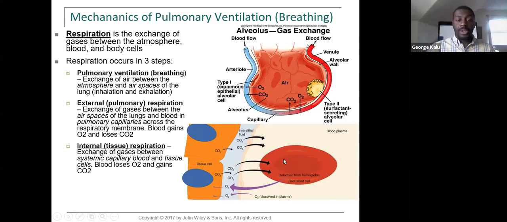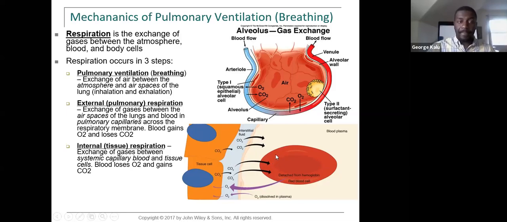So one thing to keep straight here is that inhalation is not the same thing as internal respiration, and exhalation is not the same thing as external respiration. This is something that people always mix up on the exam. Inhalation is just breathing in, exhalation is breathing out. External respiration involves taking oxygen from the alveolus into the capillaries and moving carbon dioxide from the pulmonary capillaries into the alveolus. Internal respiration is where we move oxygen from our blood into our tissues and then take carbon dioxide from the tissues and put it into the blood.